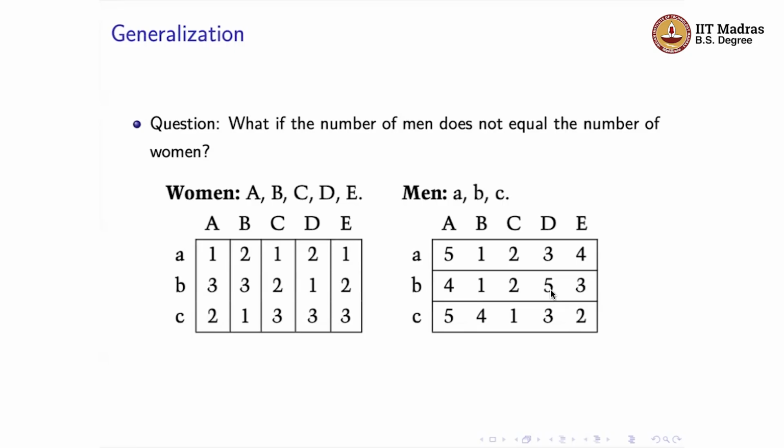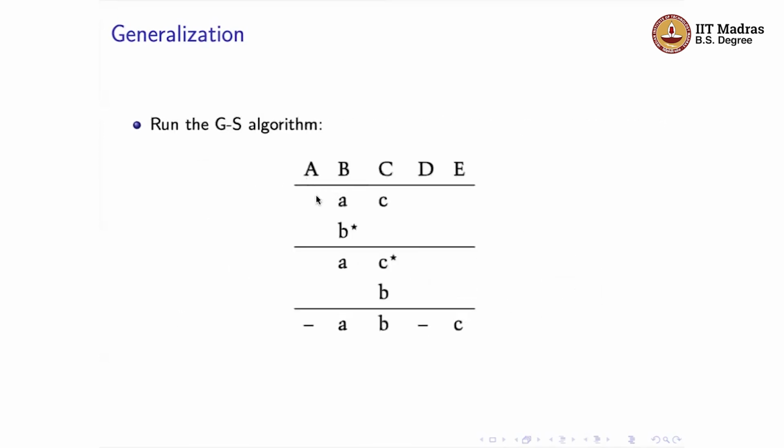Let's check that. Remember, in the first stage, each of the men is going to propose to their most preferred woman. So Mr. A is going to propose to Miss B, Mr. B is also going to propose to Miss B, and Mr. C is going to propose to Miss C. You can see that in the first stage, Miss B has received two proposals, from A and B, and Miss C has received a proposal from Mr. C.